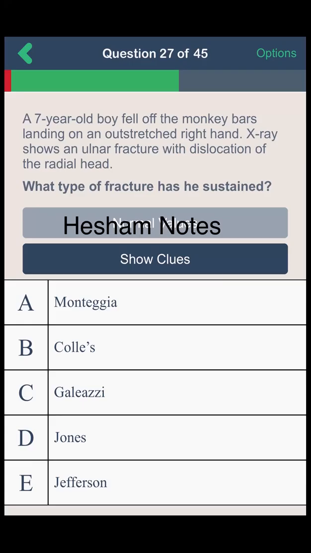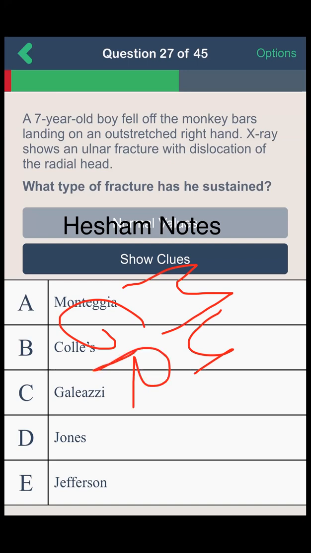Colles. Okay. This one. A 7-year-old boy fell off the monkey bar, landing on an outstretched right hand. X-ray shows an ulnar fracture with dislocation of the radial head. Which type of fracture is this? Fracture of ulna with radial head dislocation. It is a Monteggia. Okay, this is a MUGR.